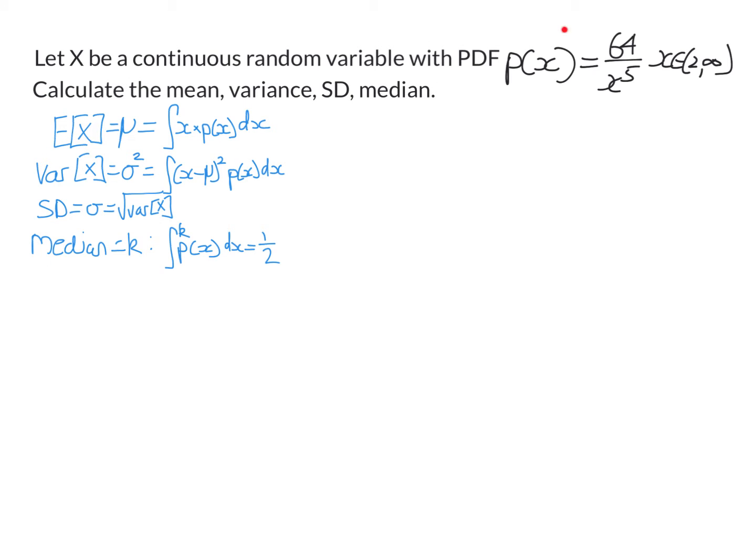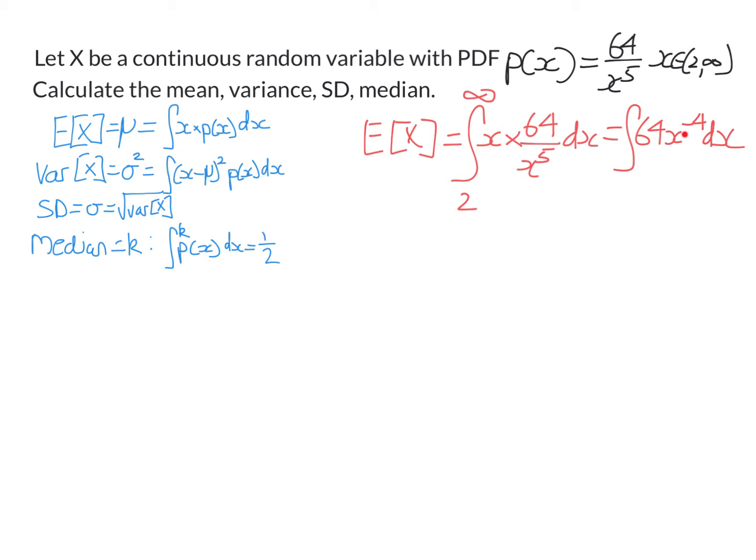So if a random variable has this PDF, and we saw this on a previous video, we're going to calculate its mean, variance, standard deviation, and median. Note all of these formula were on the previous slide. So let's start with the expected value. You integrate from the lower limit to the upper limit of possible values, and it's x times the PDF, and don't forget to write the dx.